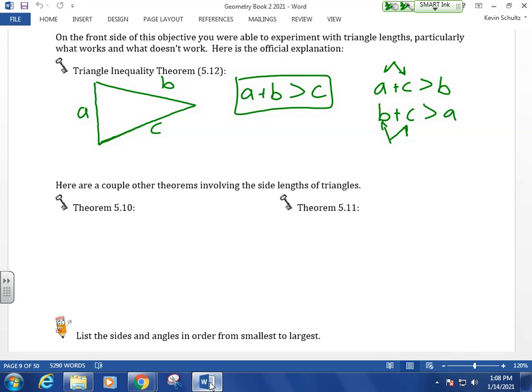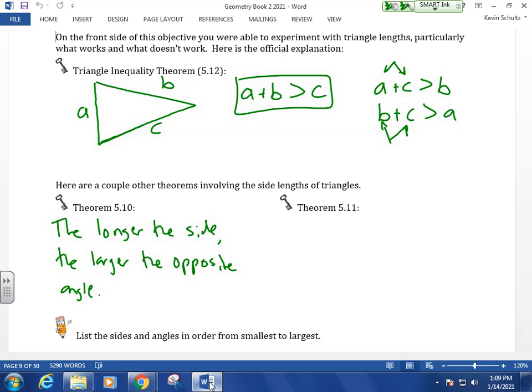But there are two other theorems I want to bring up, both having to do with triangles and side lengths and angle measures. Theorem 5.10 says that essentially the longer the side, the larger the opposite angle. Okay? The longer the side, the larger the opposite angle.